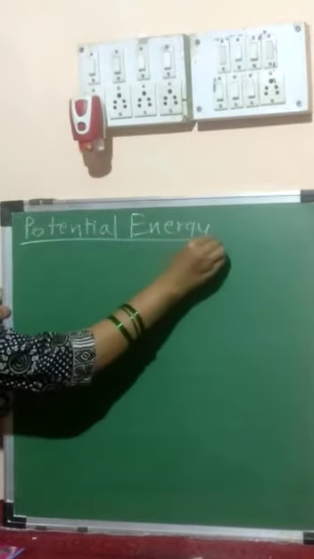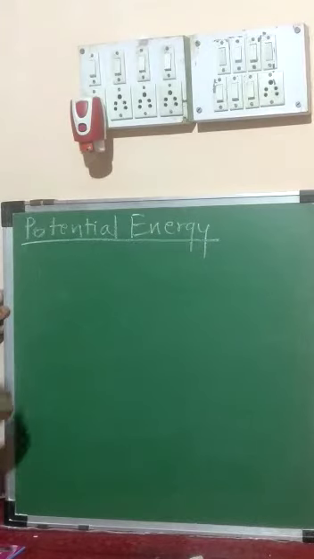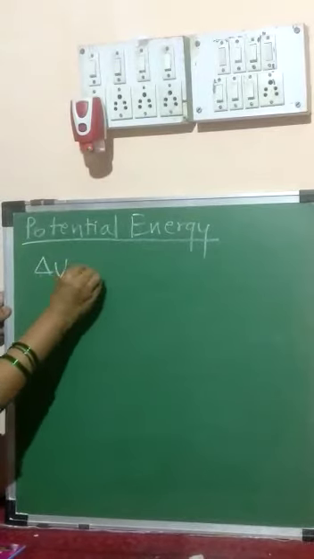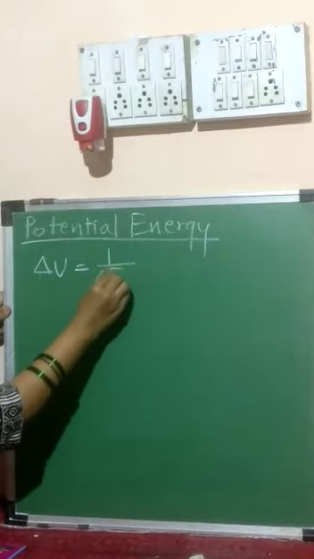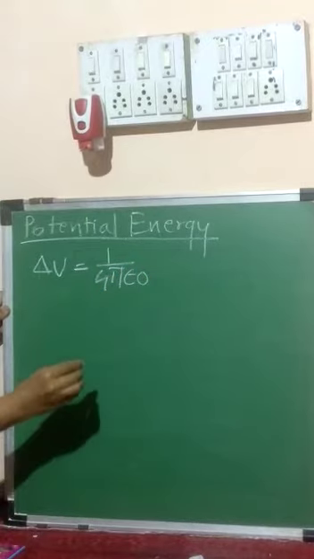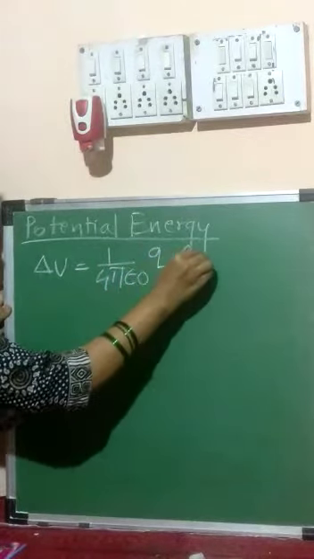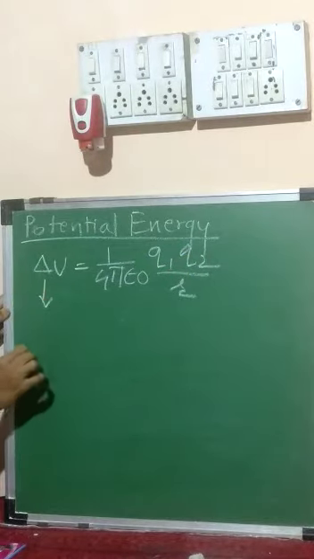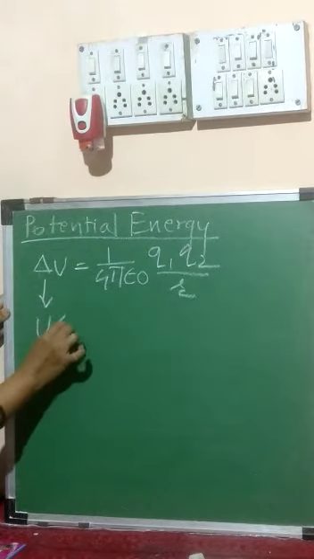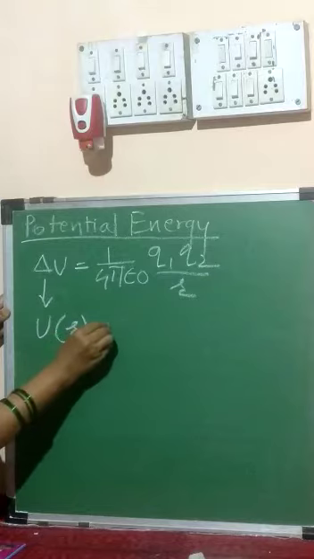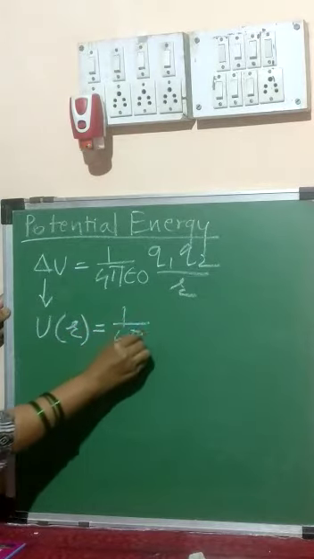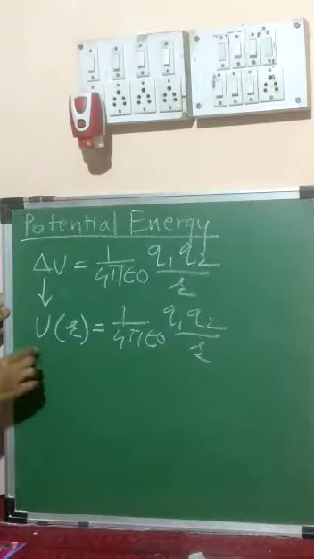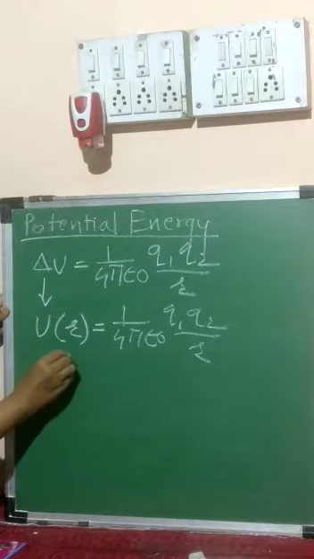In the previous lecture, we have seen the expression for potential energy. Now, this potential energy, or change in potential energy, delta U, can be written as 1 upon 4 pi epsilon naught Q1 Q2 upon R. This change in potential energy is nothing but the potential energy at a distance of R, which can be written as 1 upon 4 pi epsilon naught Q1 Q2 upon R. The unit of this potential energy is the joule.